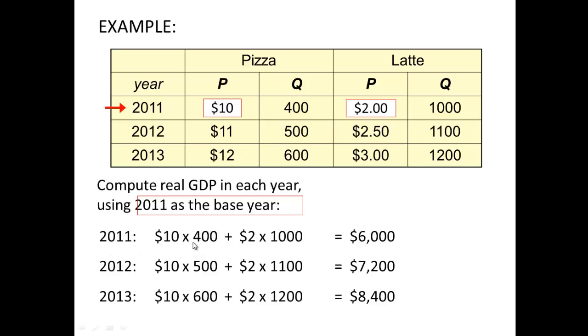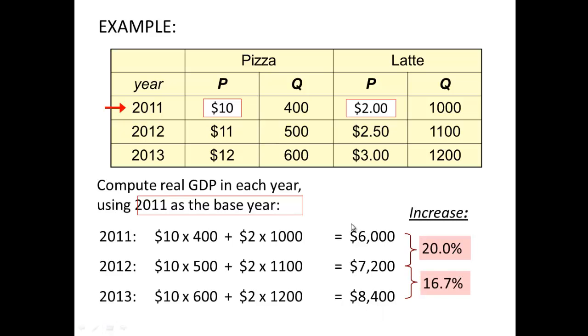So let's look here. 10 times 400 plus 2 times 1,000 is 6,000. That's the same in current as in real because that's the base. Then we take 2011's price and multiply by 2012's quantity. 10 times 500 plus 2 times 1,100, and we get 7,200. And then 10 times 600 plus 2 times 1,200 equals 8,400. Now we have real GDP. The first slide was nominal GDP. This slide is now real GDP, and we're going to look next at our increase.